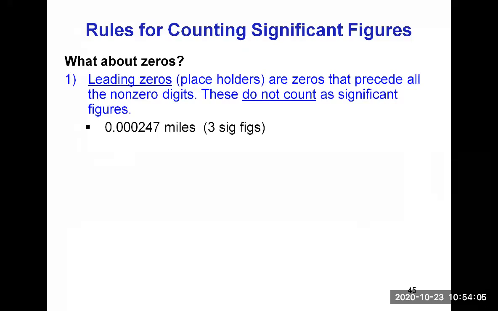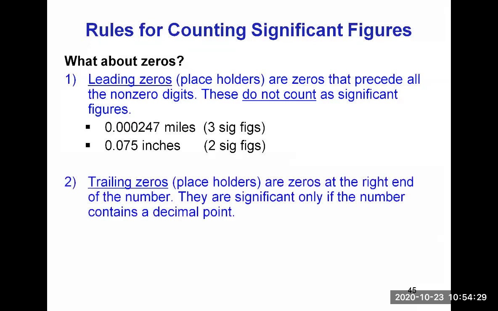For example, in 0.000247 miles, there are only 3 significant figures, the 2, the 4, and the 7. All those zeros are not significant. In 0.075 inches, there are 2 significant figures, the 7 and the 5. The zeros are not significant. They are only there to show you where the decimal point is.